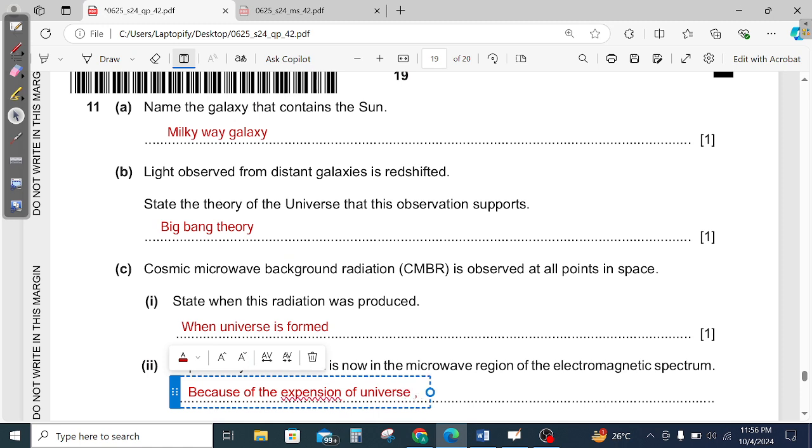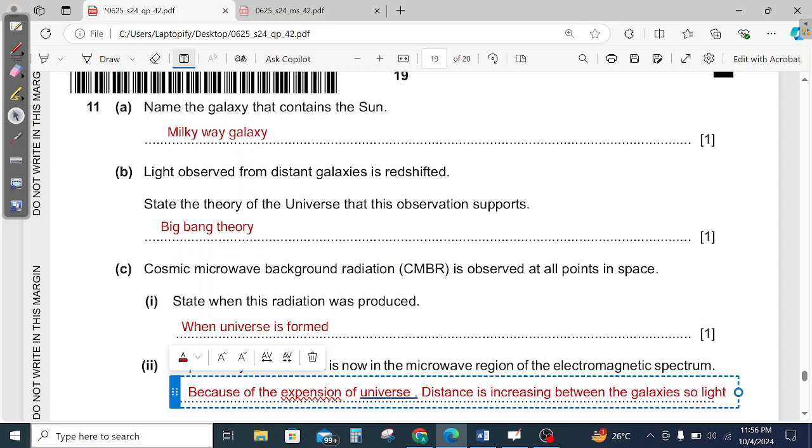And the distance is increasing between the galaxies, so the wavelength of light also shifts towards the red shift and microwave. This is the complete answer.